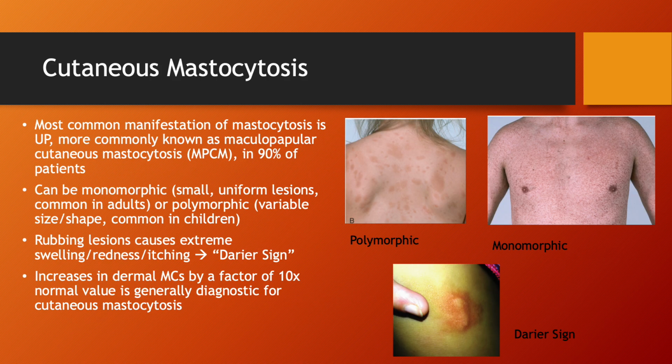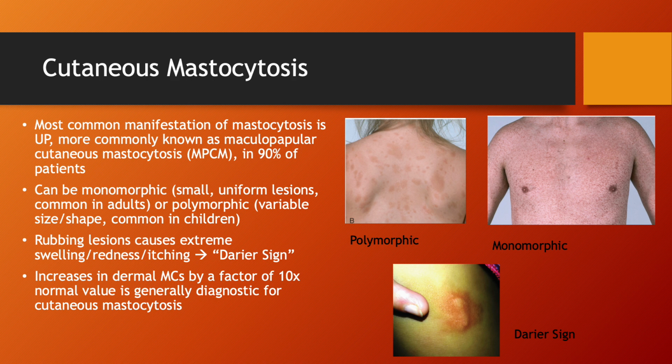When it's in the skin, it's called cutaneous mastocytosis, and this is the most common manifestation of mastocytosis. It's also known as urticaria pigmentosa, or maculopapular cutaneous mastocytosis. So a lot of names describing the same thing, but it basically results in lesions across the skin. And these lesions can be monomorphic, meaning they are small and more uniform, or polymorphic, meaning they're variable in size and variable in shape, and that's going to be more common in children.